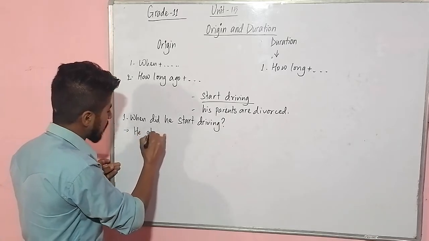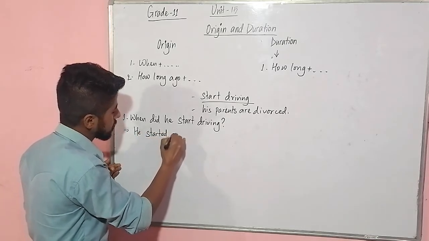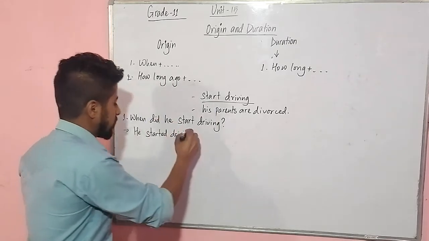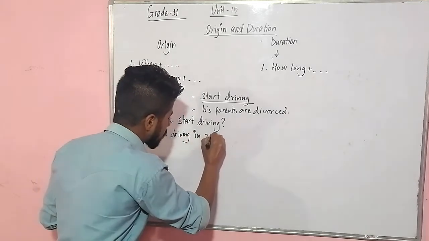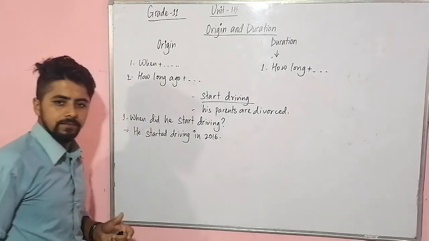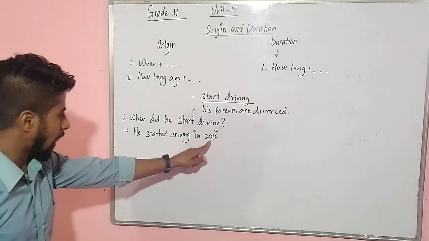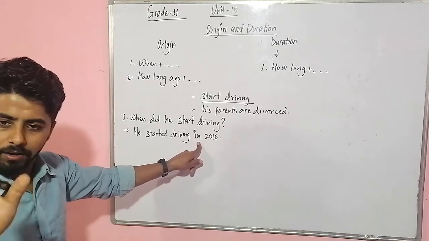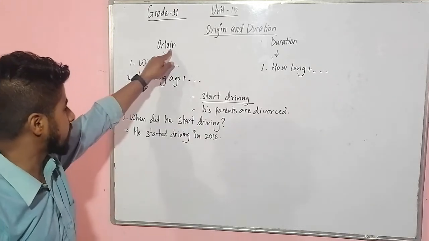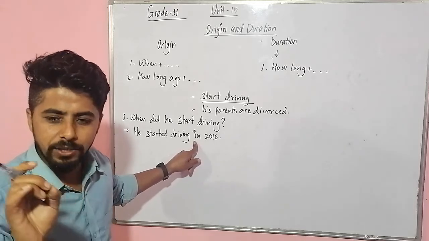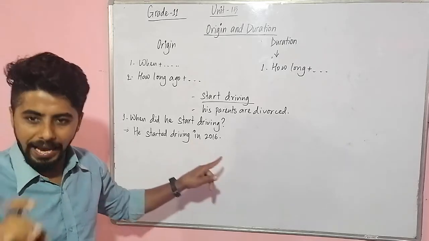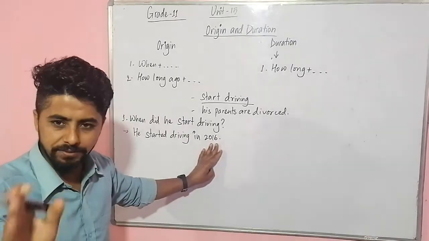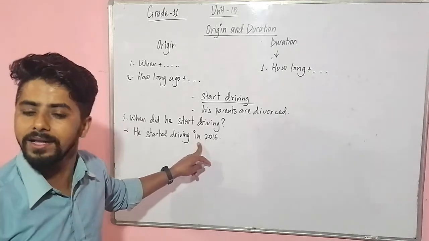He started driving in 2016. Is it clear? 2016 is point of time, that's why we used in. Earlier I have told you for origin in or ago can be used as prepositions and in is used with point of time. That's why 2016 is point of time, so we use in here in the answer.